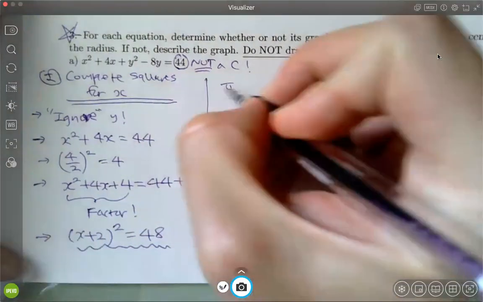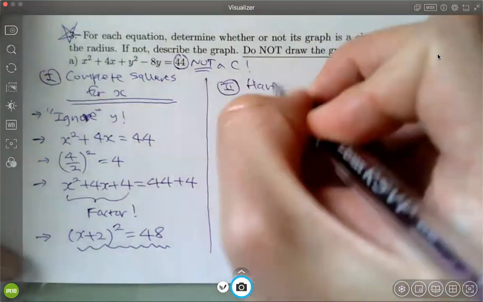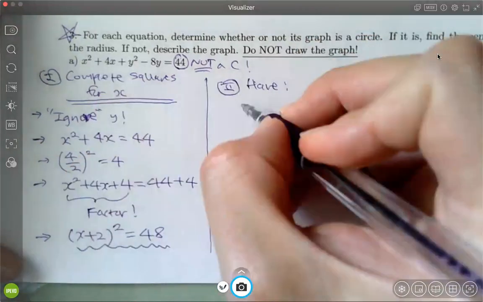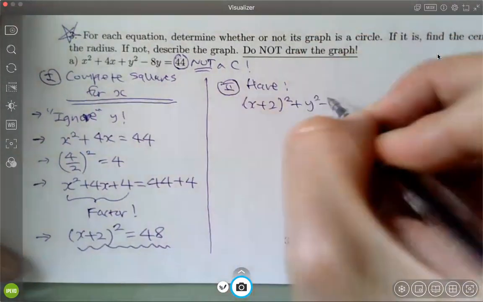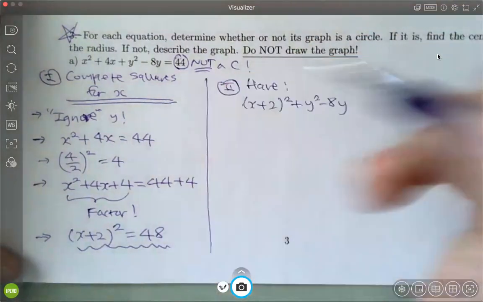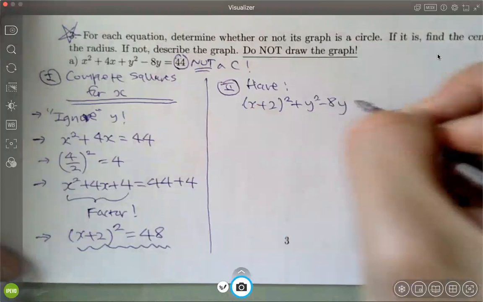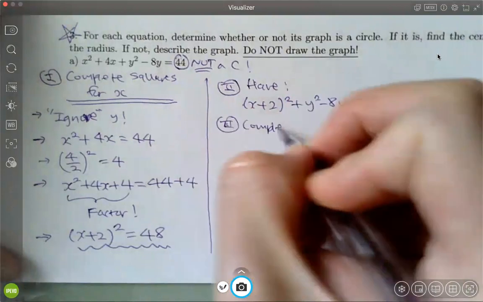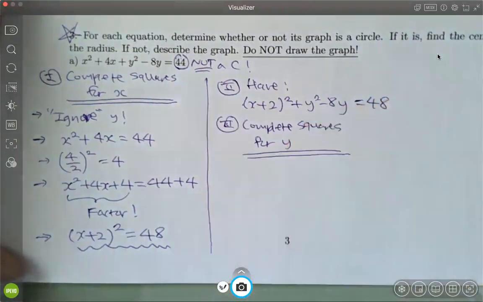And now, complete the squares for y. But before that, what do we have? Instead of x squared plus 4x, we have x plus 2 squared. And then put y's back in, y squared minus 8y. And now, the right-hand side is no longer 44, because we have changed that to 48. So we have equals 48. And now, complete the squares for y.